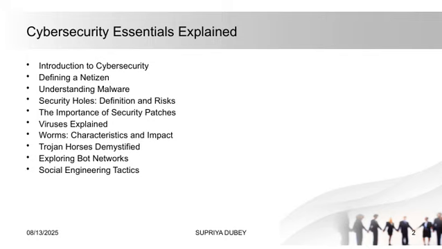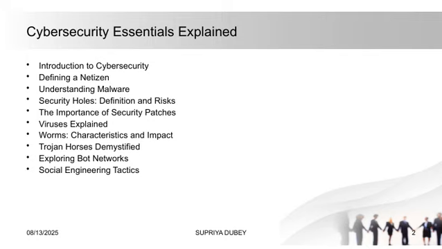Moving on, we'll clarify what viruses are and how they spread, as well as worms, which can replicate themselves and cause widespread damage. Trojan horses are another key threat. They appear harmless but hide malicious intent, so we'll demystify how they work. We'll also explore bot networks, which are networks of compromised machines controlled by cybercriminals, often used for malicious purposes. Social engineering tactics are another critical point. These are tricks hackers use to manipulate people into giving up sensitive information.